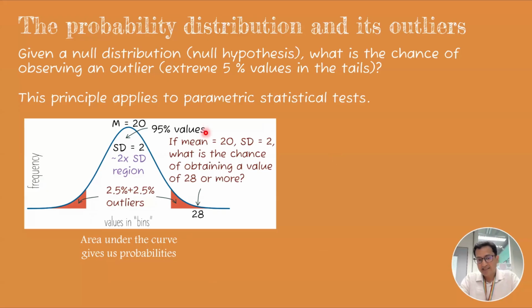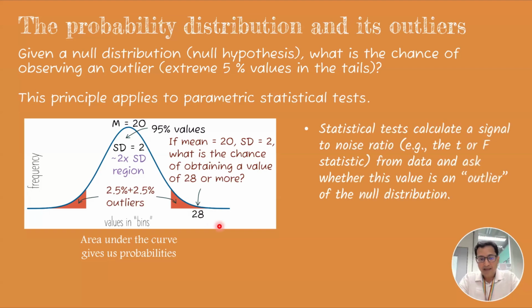And so what this means is, with this kind of background in probabilities, you can answer questions such as, if my E. coli population has a certain mean and a certain SD, in this case 20 and 2, what is the chance of obtaining a value of 28 or more from experiments? Is this a random, likely chance? And if it is not, the area under the curve gives you the p-values. And this is generally how statistical tests operate.